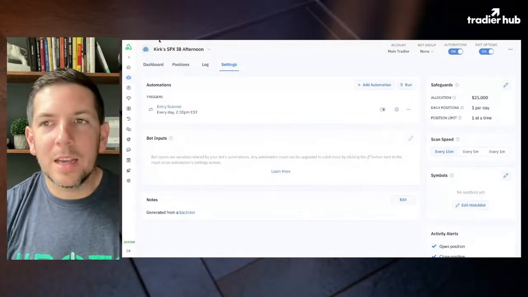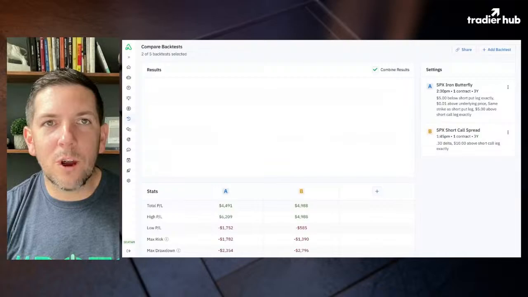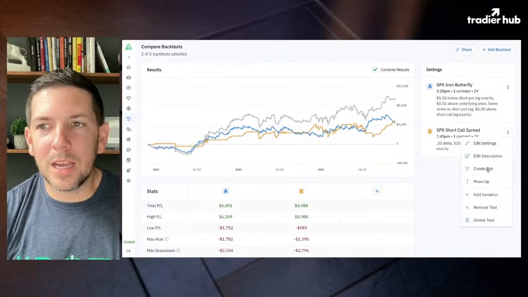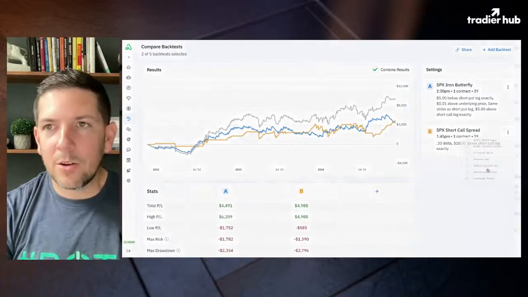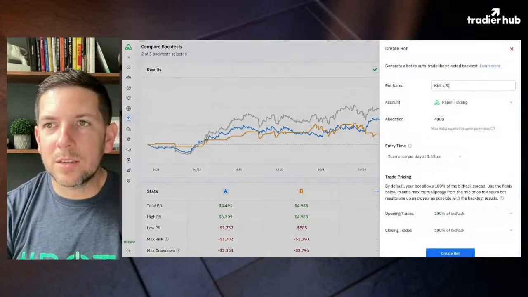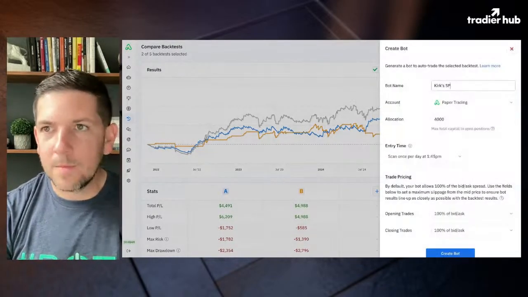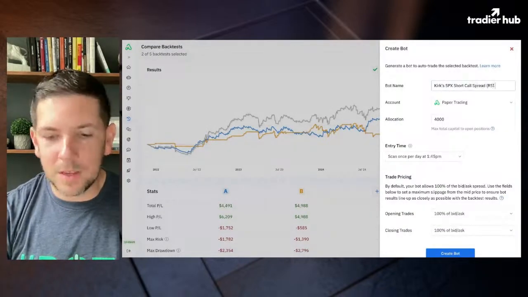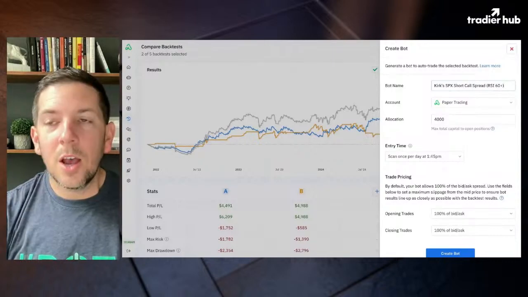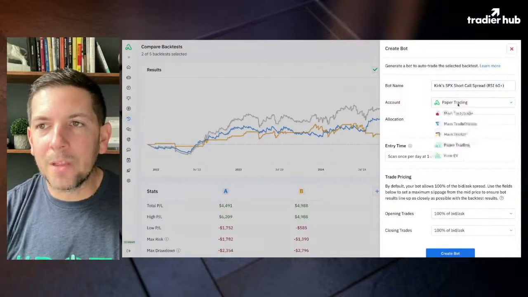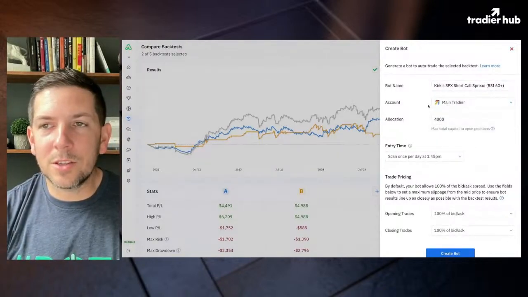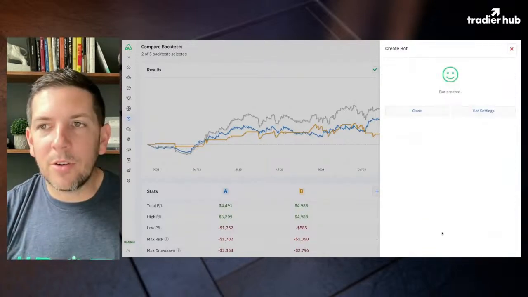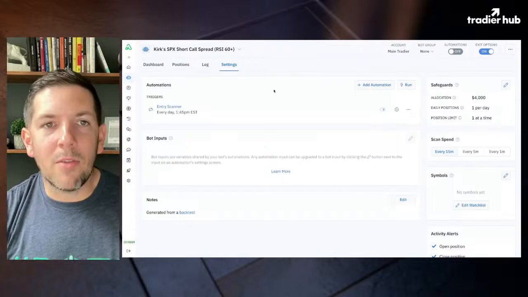So that one's done. So now we go back here to our back tester, and we go down here and we do the same thing for this one. So we go in here and we say create bot. We say Kirk's SPX short call spread, or whatever case it is, right? You can say something even more specific like RSI 60 plus. However you want to name it, doesn't really matter. You go to your main Tradier account so that all the trades are flowing through your Tradier account. And then again, you just go down here and create bot, and it's done. And now that bot has been created.